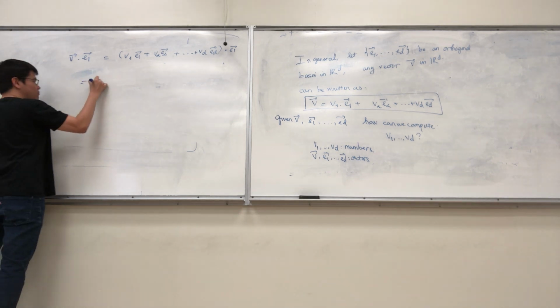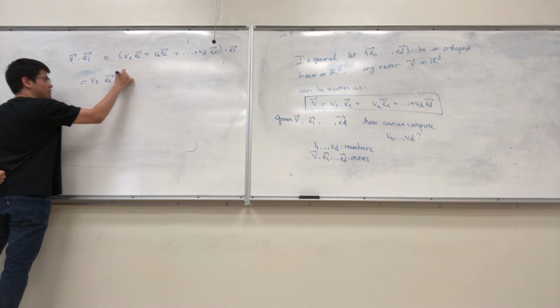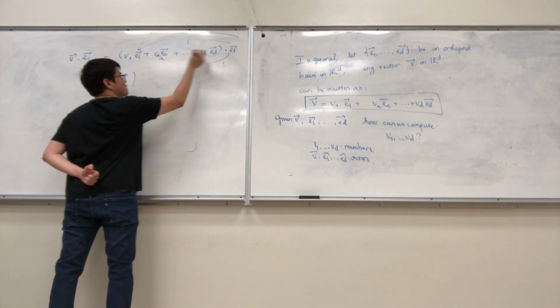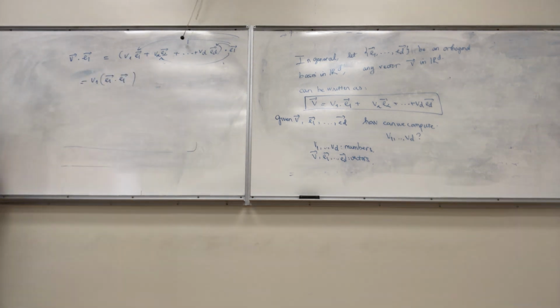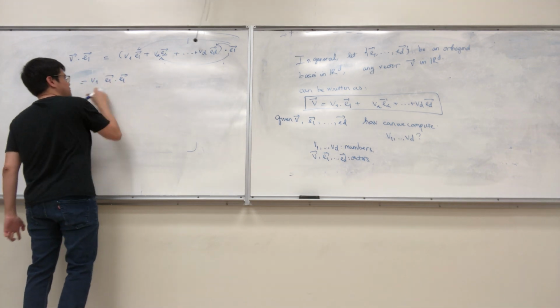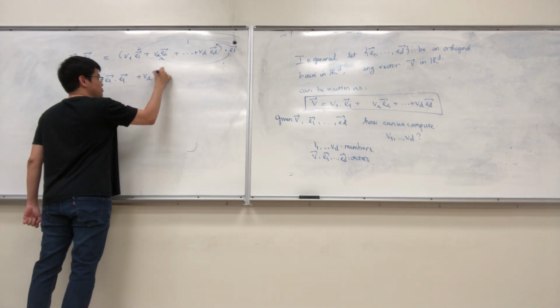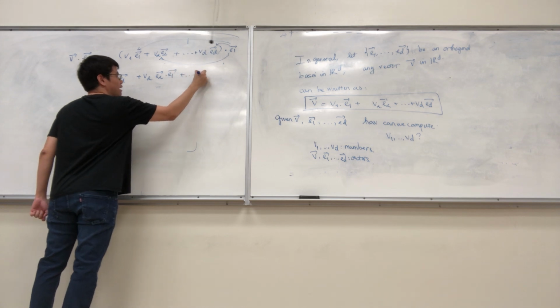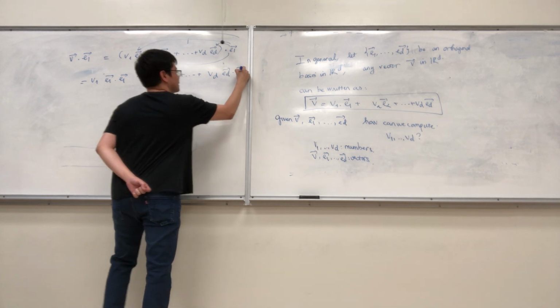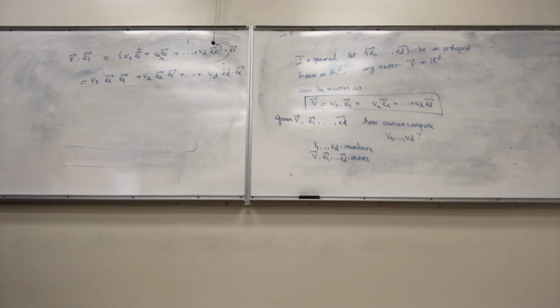Now this gives me V1 times E1, E1. I'm going to multiply this inside, right? So I'm going to have V1 E1 E1. I don't need this parenthesis. So I have V2 E2 E1 plus VD ED E1. So now what happens? Everything following that first entry cancels out because all of these are orthogonal, except for E1 and E1.